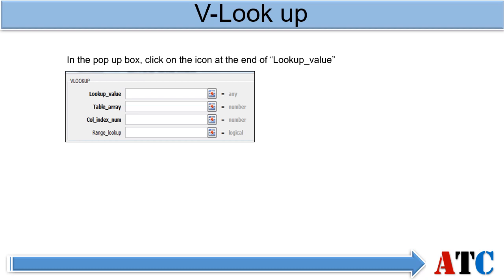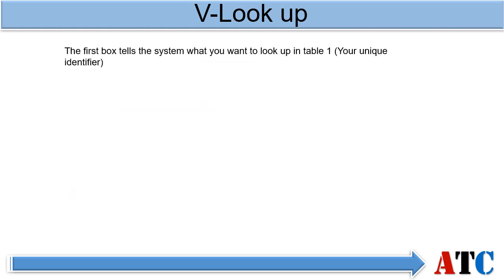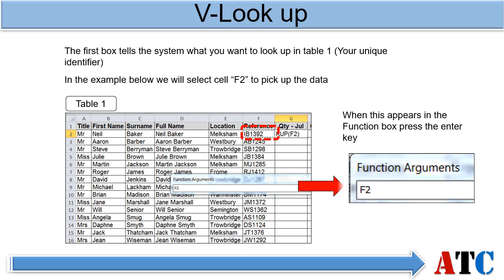In the pop-up box, click on the icon at the end of Lookup Value. A mini function box will appear. We need to indicate what we want the formula to look up in table 1, which is our unique identifier. We can do this by selecting the cell. In this example, that will be cell F2. Once you've selected that, you will see it appear in the small function box. Now press enter.